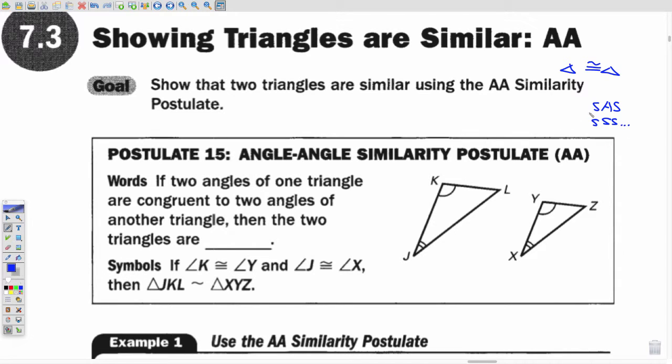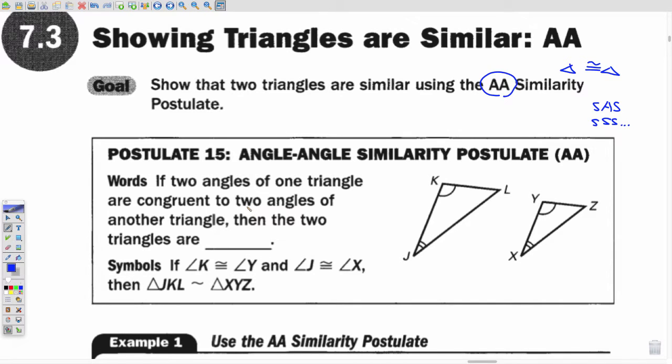Remember, any combination of three works except that one bad word. We cannot use the bad word, right? So similarity is very similar, and in this unit, it's about angle and angle. And so here's the angle similarity postulate.